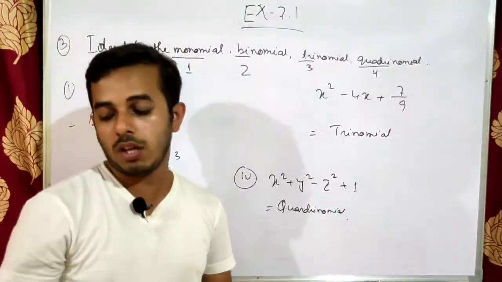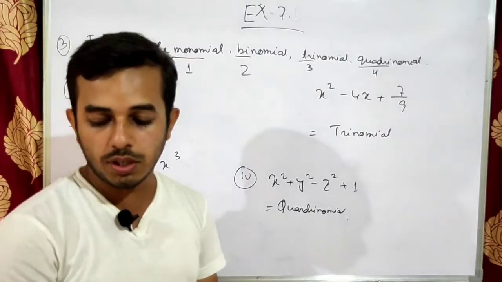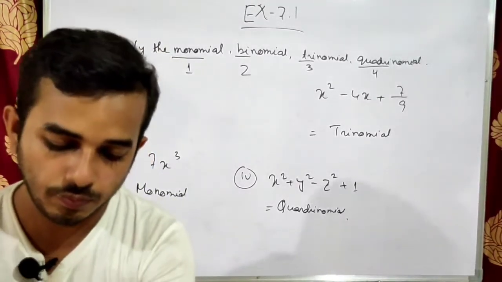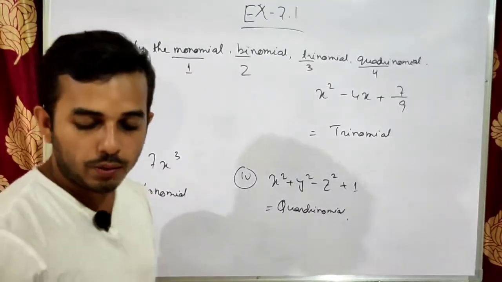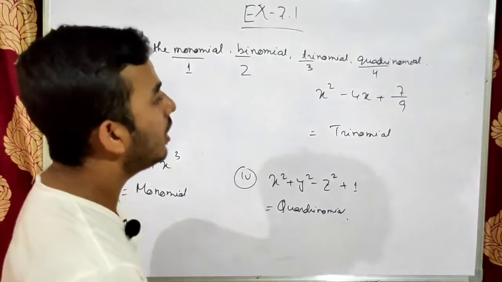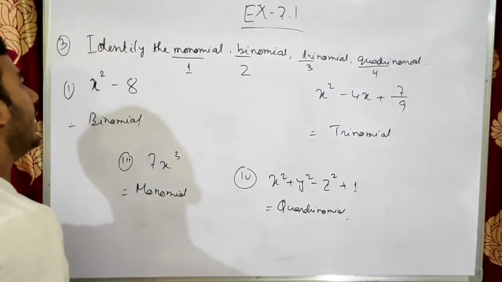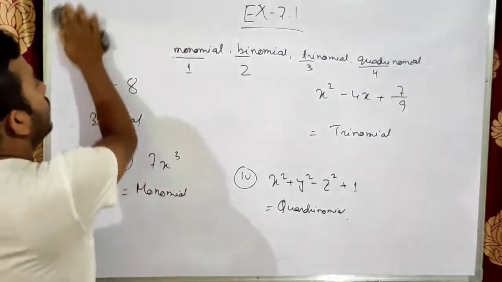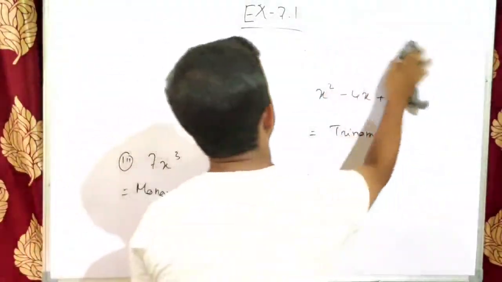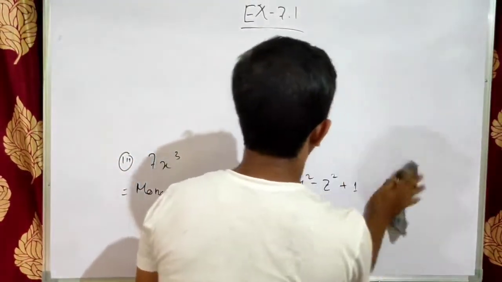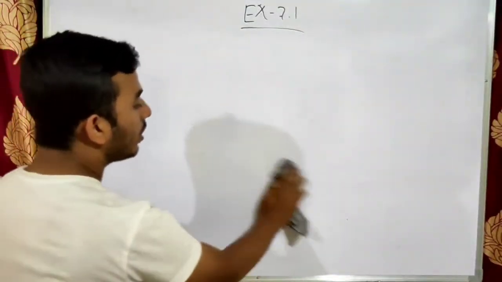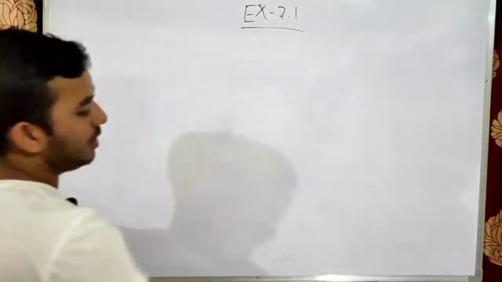Now let's move to our next question, question number 4. Question 4 is: write down the coefficient of x in each of the following. So we have to write the coefficient of x. What will be the coefficient of x? It will be a numeral value, isn't it?